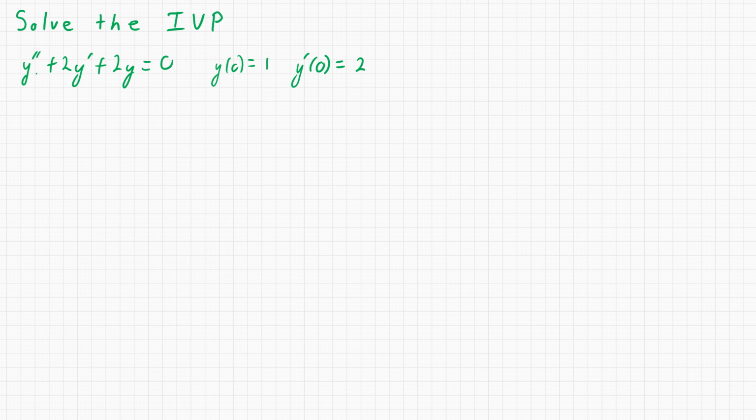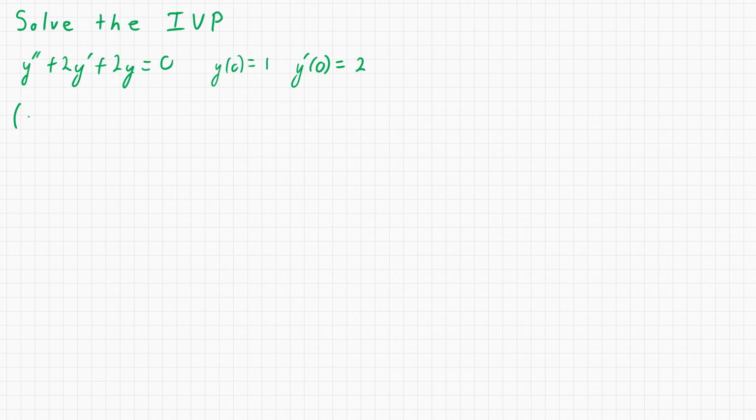Solve the initial value problem, y double prime plus 2y prime plus 2y equals 0, and right, we have our initial conditions, y at 0 equals 1, and y prime at 0 equals 2. This one's going to be a little more annoying to do because we have complex exponentials and we're going to have a real part that isn't 0. So we're going to have exponentials times sines and cosines. Let's go ahead and dive in here.